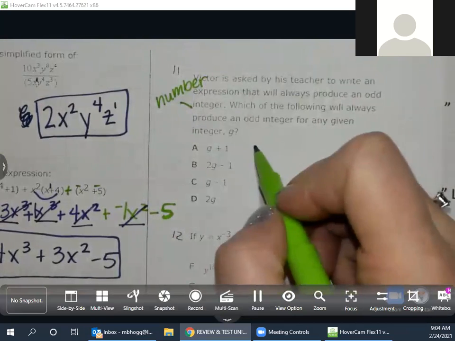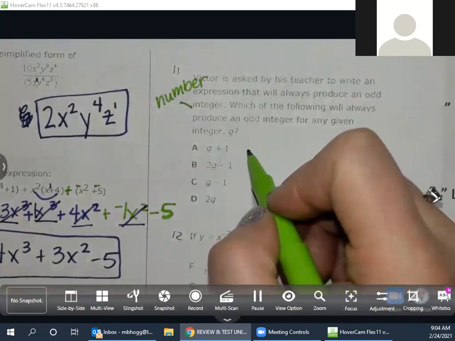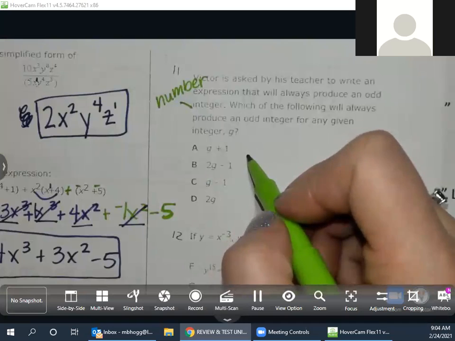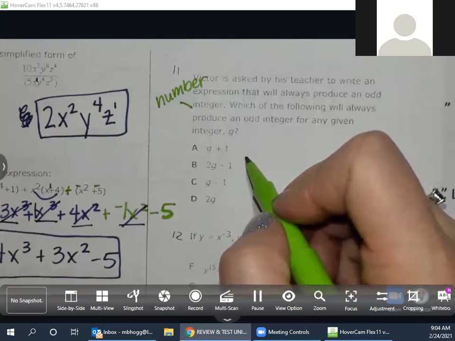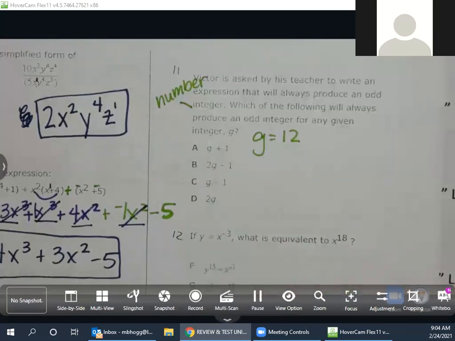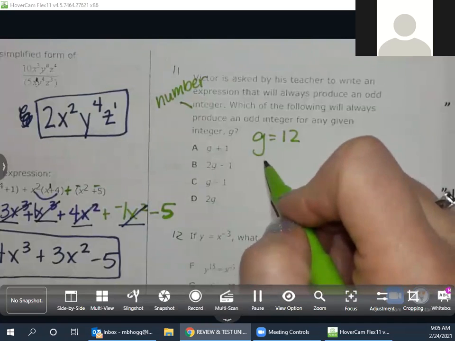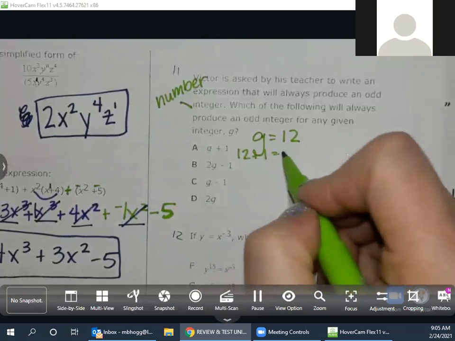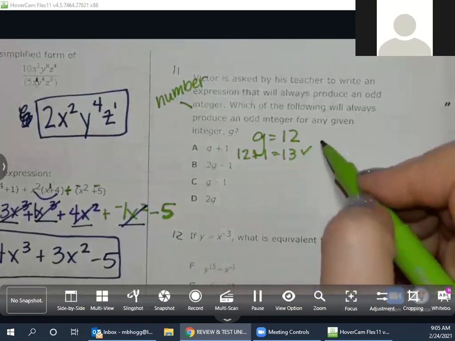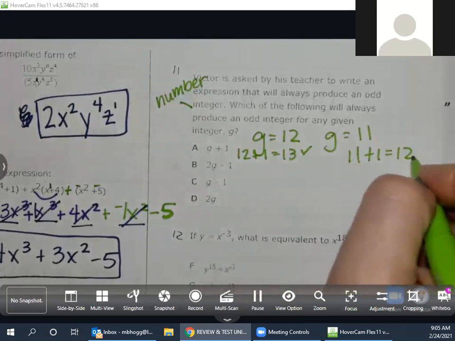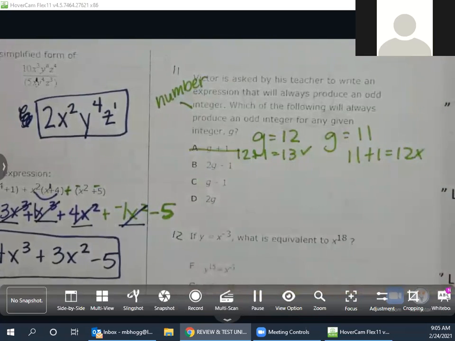So it's B, and here's why, okay? Let's just pick any number. Desiree, tell me any number. 12, okay? So if my number is 12, this is just an example, let's go through 12 plus 1, that would be 13. That would be an odd integer. But what if my number was 11? 11 plus 1 would give me an even integer. It wouldn't always work, so it's not A.